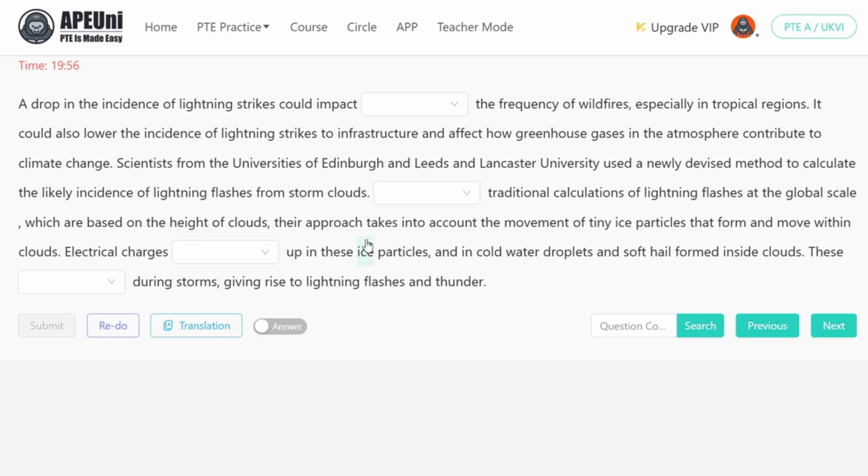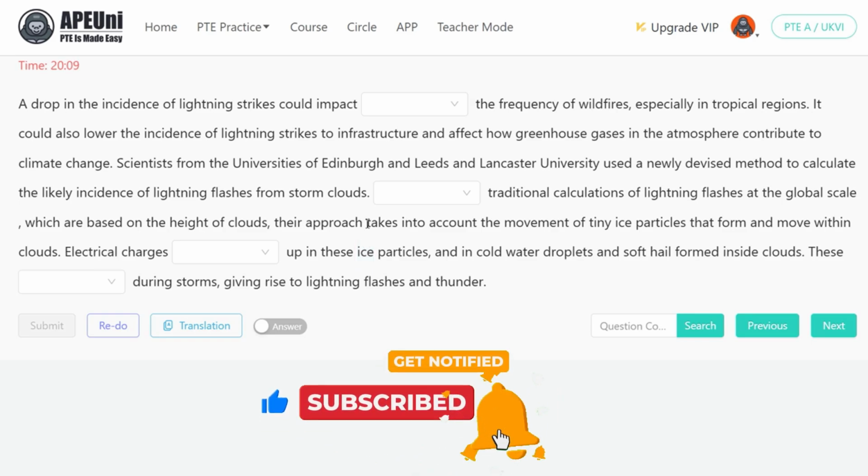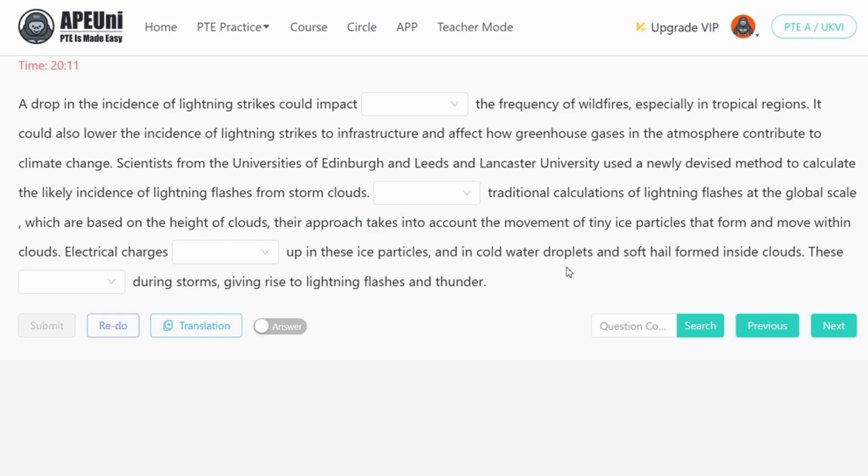This para is talking about fewer lightning strikes may mean fewer wildfires and less damage to infrastructure. Scientists developed a new way to predict lightning by tracking how ice particles move in storm clouds, which helps explain how lightning forms. Right? Let's quickly move to the blanks.